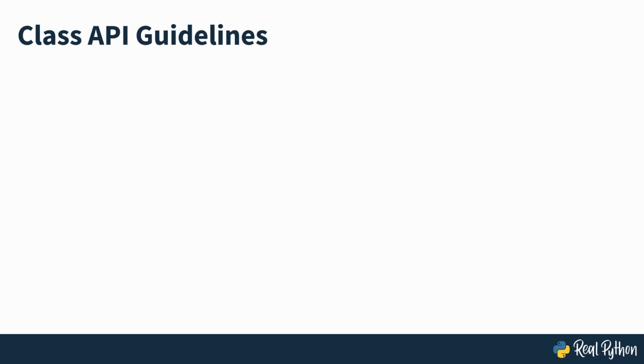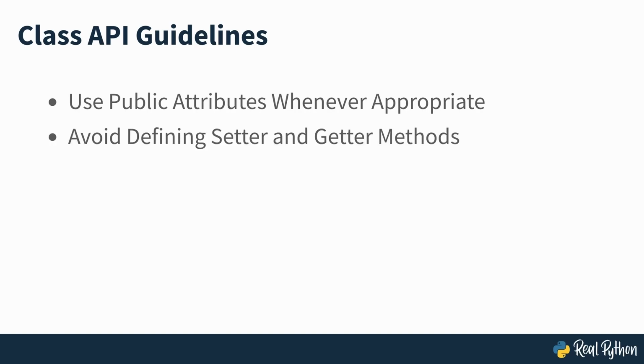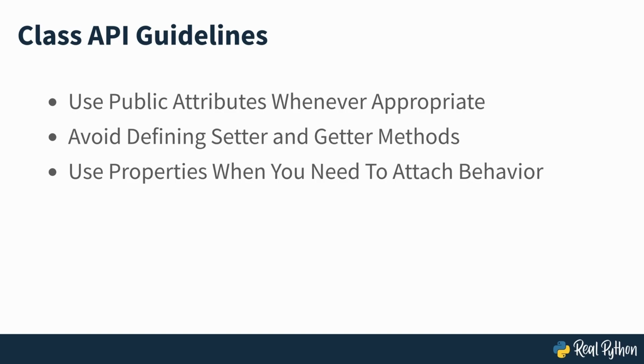Because of properties, Python developers tend to design their classes' APIs using a few guidelines. Use public attributes whenever appropriate, even if you expect the attribute to require functional behavior in the future. Avoid defining getter and setter methods for your attributes. You can always turn them into properties if needed. Use properties when you need to attach behavior to attributes and keep using them as regular attributes in your code. And avoid side effects in properties because no one would expect operations such as assignments to cause any side effects.